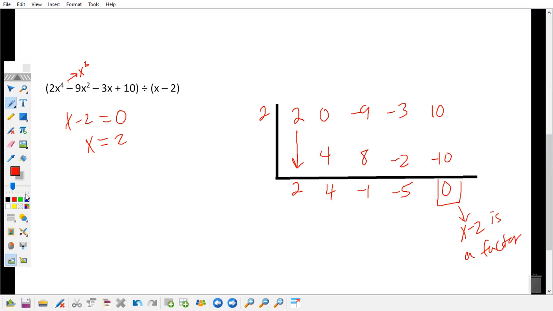So what we're left with, we started off as a 4th degree, we divided out an x, so we're down to a 3rd degree. So we have 2x cubed plus 4x squared minus 1x minus 5.